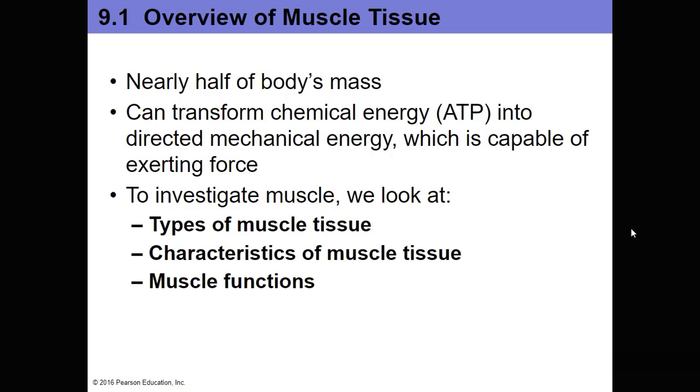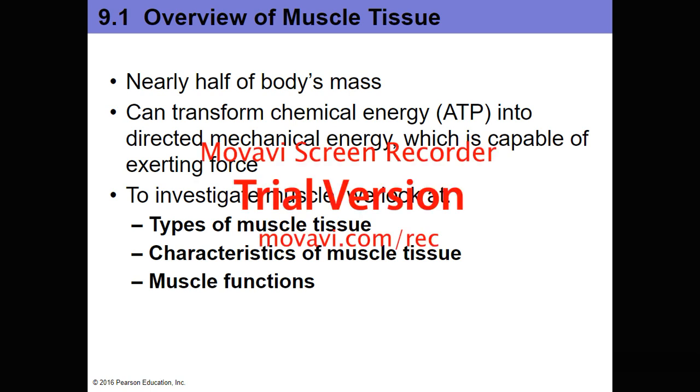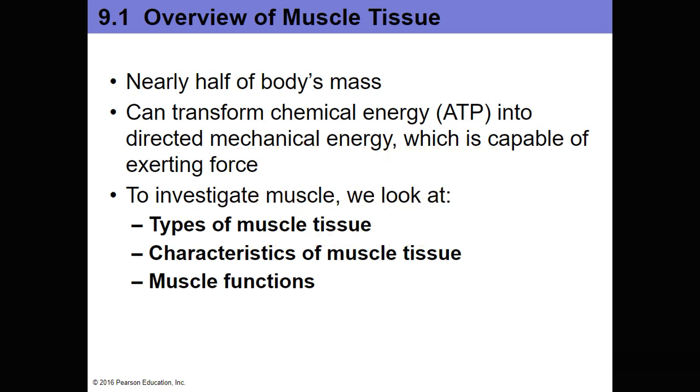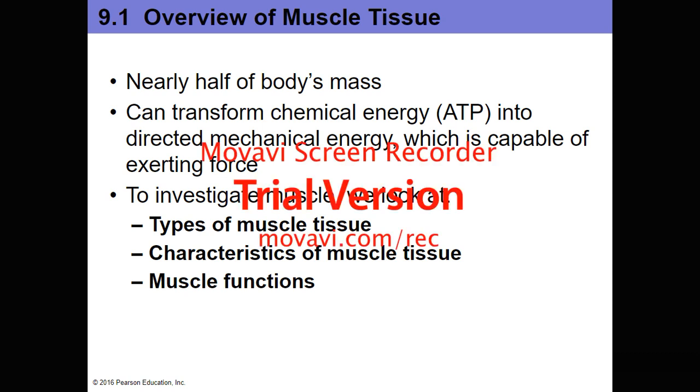An overview of muscle tissue. So, nearly half of the body mass is muscle tissue. Muscles can transform chemical energy, ATP, into direct mechanical energy, which is capable of exerting force. So, we are going to look at the types of muscle tissue. Again, cardiac, smooth, and skeletal, characteristics of muscle tissue, and the functions of muscles.